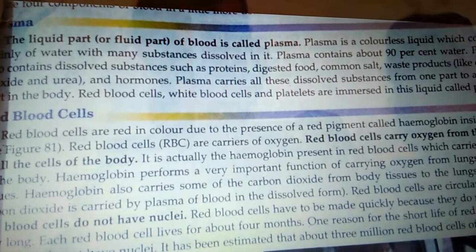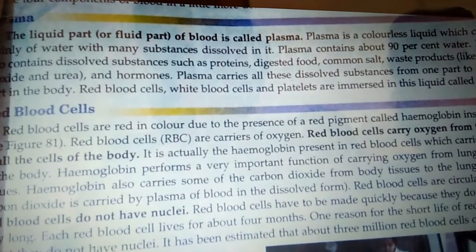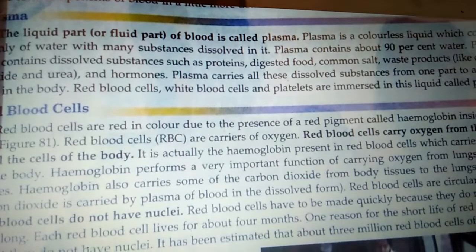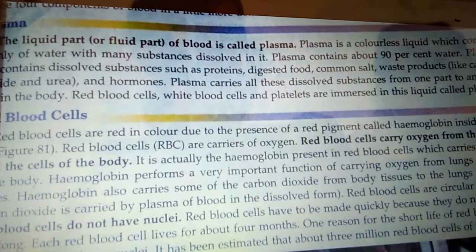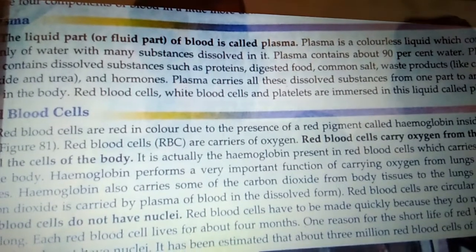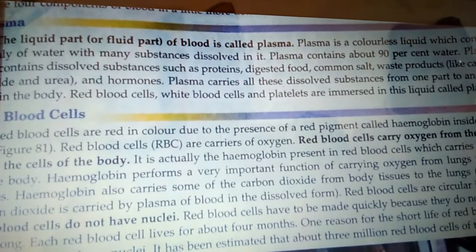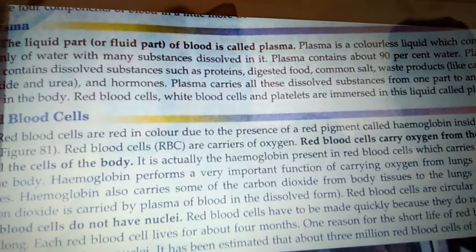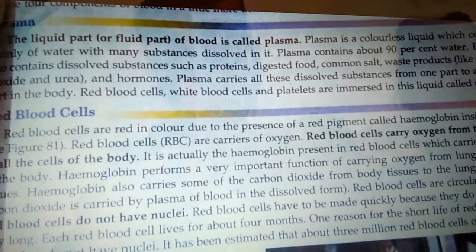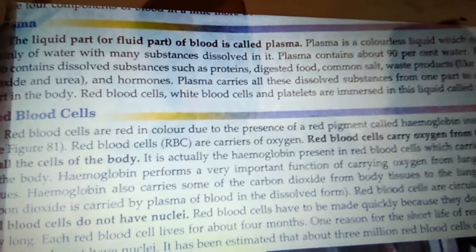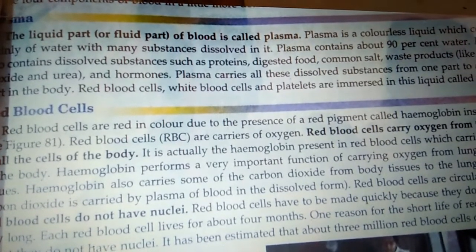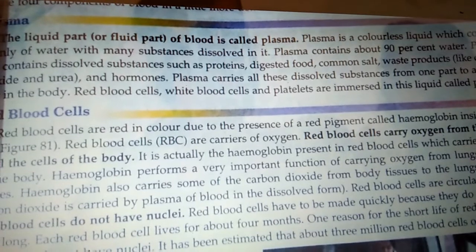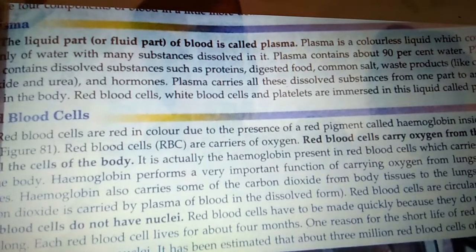Plasma is made up of salt. It contains 90% of water, salt, protein, digested food material. It contains waste product, carbon dioxide, and it contains the three types of cells: RBCs, WBCs, and platelets. So plasma is the basic background material, which is also called the matrix of the cell. We know in 9th standard we call the blood the fluid connective tissue.